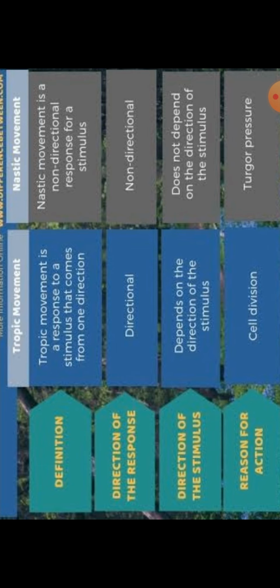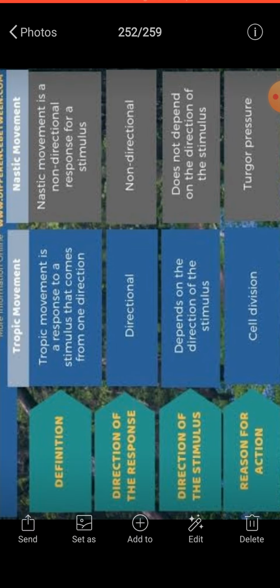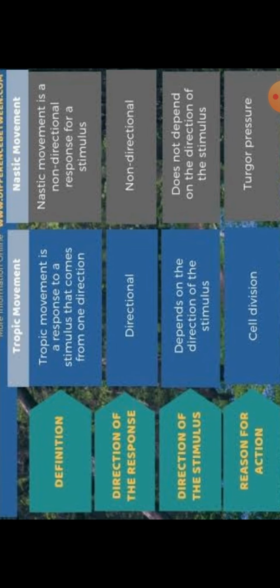Trophic movement is a response to a stimulus that comes from one direction. So trophic movement is a directional movement, and they show response towards the stimuli, or you can say they show response in the direction of the stimuli. जिस तरफ स्टिमुलस होगा उसी तरफ ये मूवमेंट शो करते हैं. ठीक है. OK, you have seen different types of trophic movements, we discussed them in detail. Now as compared to trophic movements, nastic movements are non-directional and they do not respond in the direction of the stimulus.